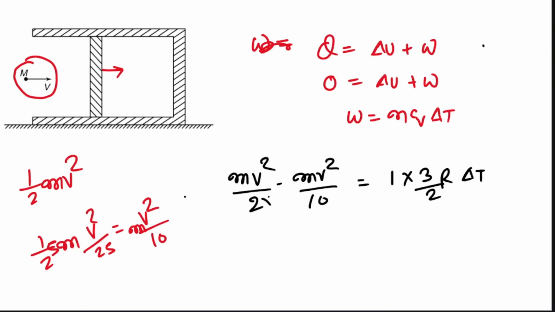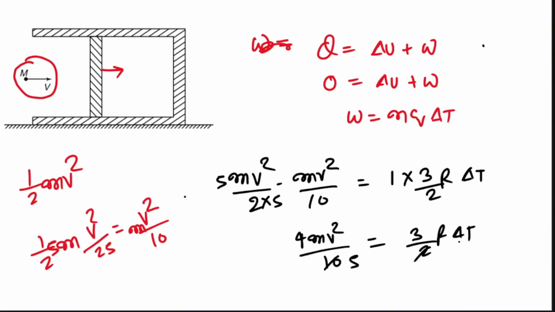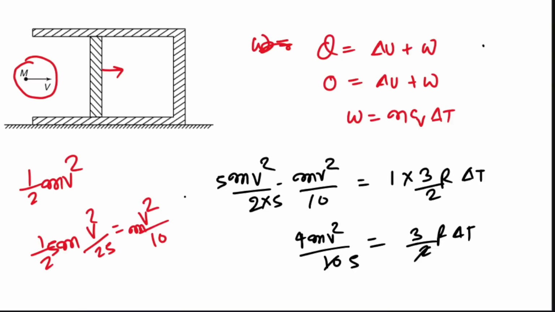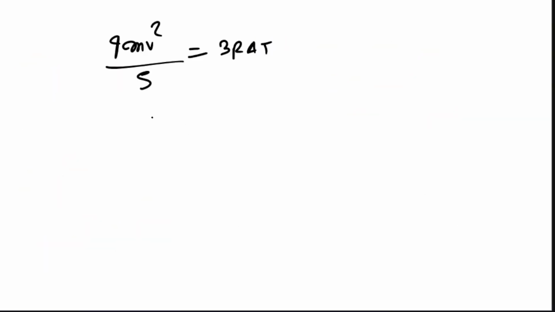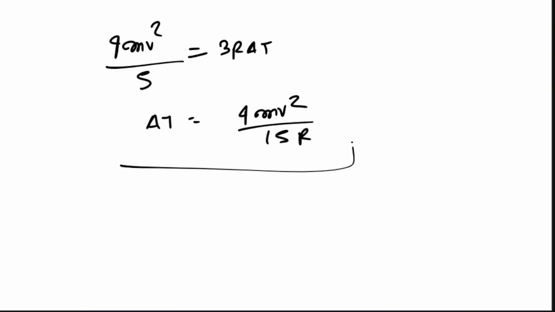Now you just do this, 5 से multiply कर लो, so this will become how much, this will become 4 mv square by 10 equal to 3 by 2 R delta T. So 2 से ये कैंसिल होगा 5 टाइम्स से, delta T will be equal to how much, 4 mv square by 5 is equal to how much, 3R delta T, I guess, right? This is your 3R delta T, yes. So delta T is equal to how much, this is 4 mv square by 15R, okay? This is going to be your answer.